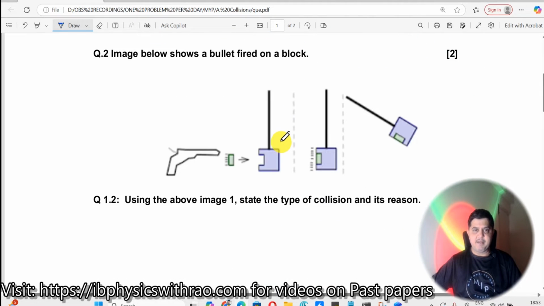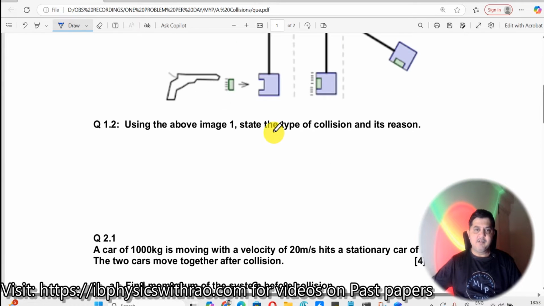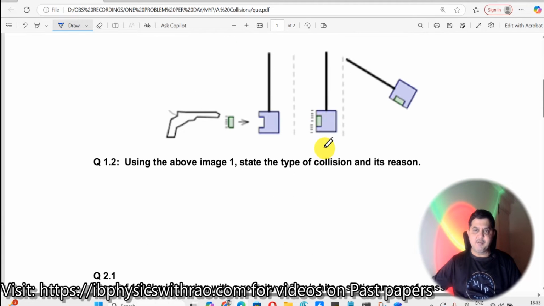Let us go to the next one. The image below shows a bullet fired on a block. Using the above diagram, state the type of collision and its reason. Now, what's happening over here? The bullet is fired and it hits the block, and the block starts moving and the bullet is simply embedded inside the block. So you need to mention what kind of collision this is. This is for 1 mark. When this hits over here, this is an inelastic collision.